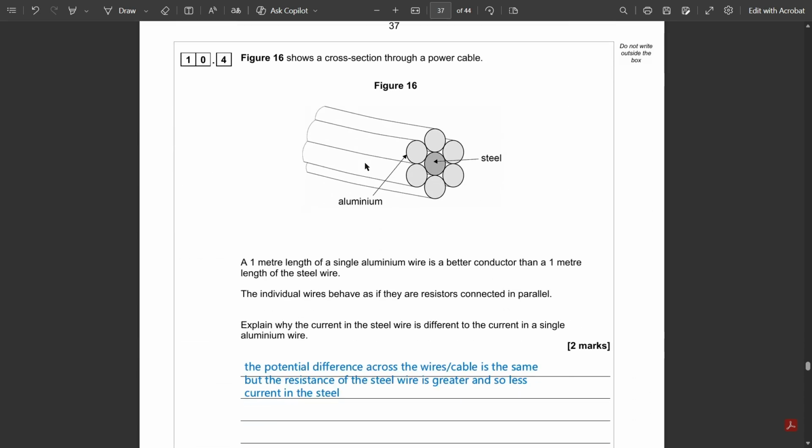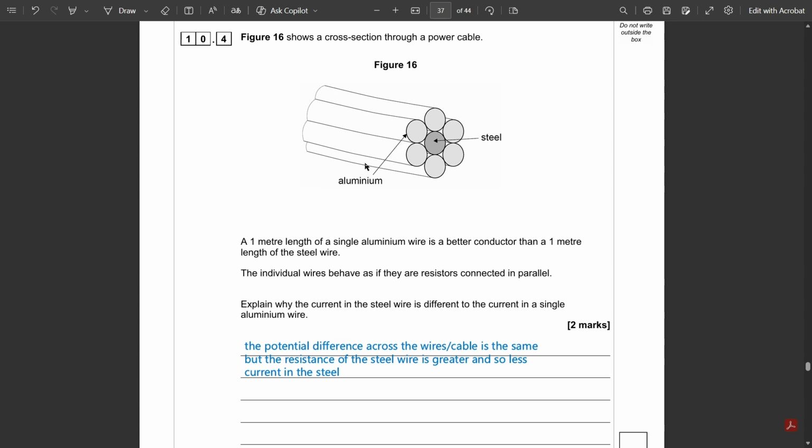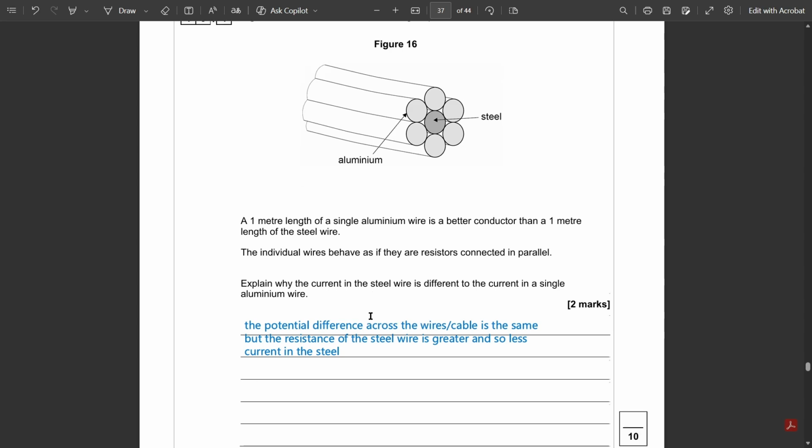Figure 16 shows a cross section through a power cable. A 1 meter length of a single aluminum wire is a better conductor than a 1 meter length of the steel wire. The individual wires behave as if they were resistors connected in parallel. Explain why the current in the steel wire is different to the current in a single aluminium wire. The potential difference across the wires, or like the cable, is the same, but the resistance of the steel wire is greater, and so there is less current in steel.